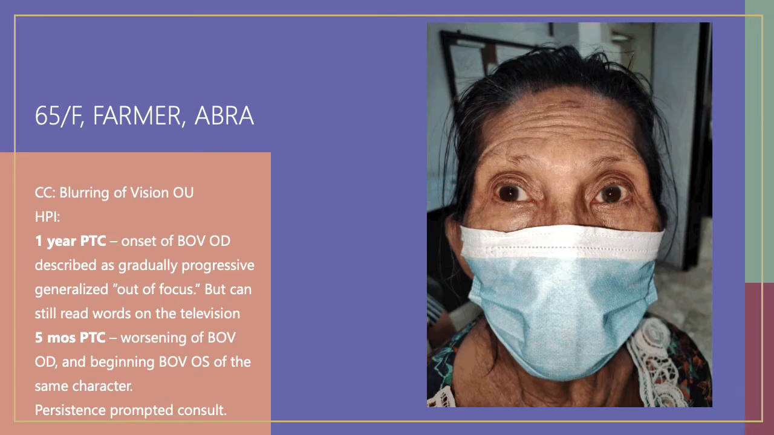You volunteered to be a community doctor in an upland town in Abra, where Aling Melba, a 65-year-old farmer and weaver, also lives. She came to you complaining of blurring of vision in both eyes. It first started a year ago in the right eye, and she described it as gradually progressing and "parang out of focus" in character. The blurring progressed until 5 months prior to consult, when she started experiencing the same in her left eye. The persistence of symptoms prompted consult.